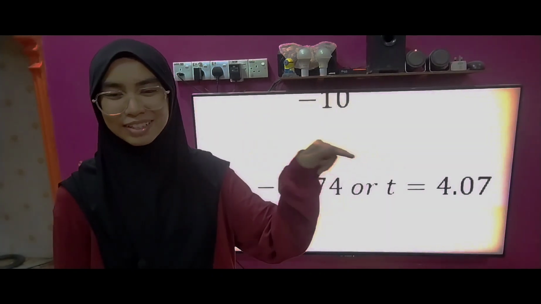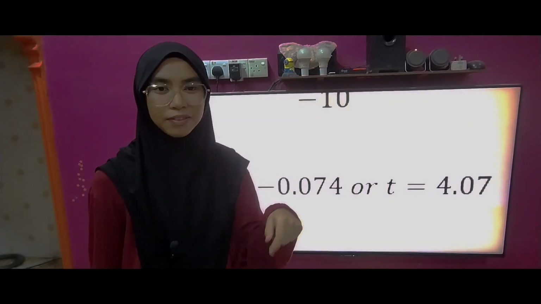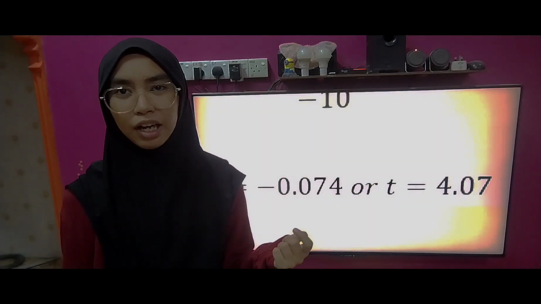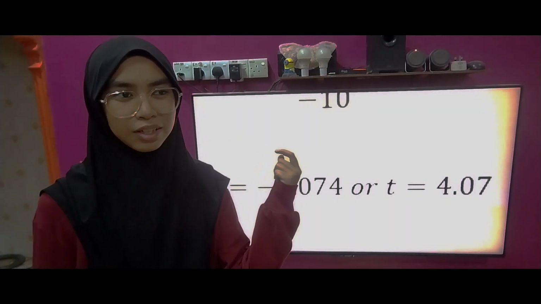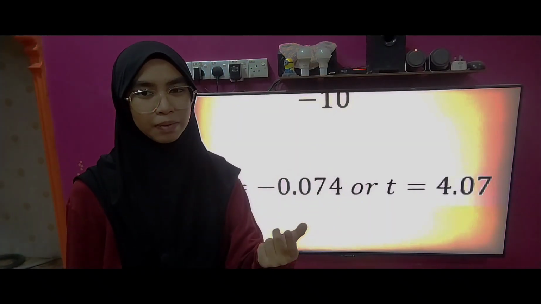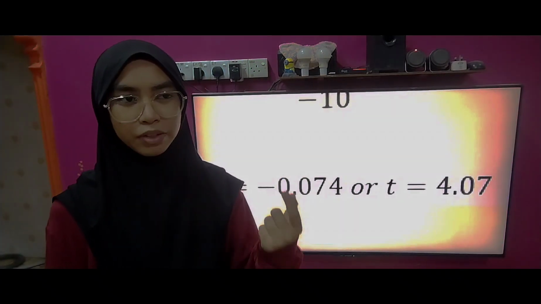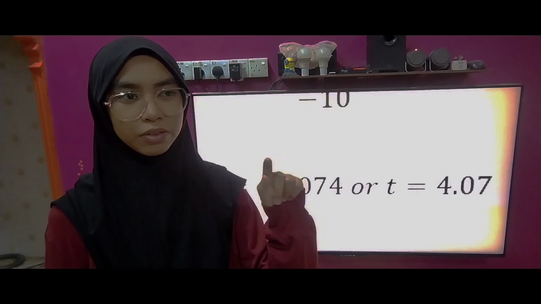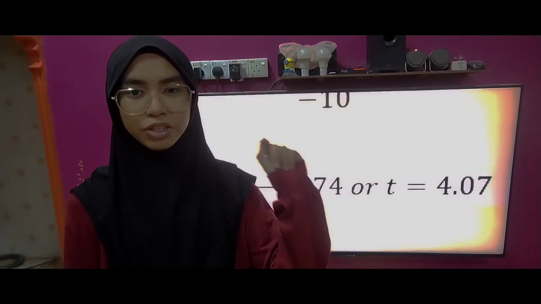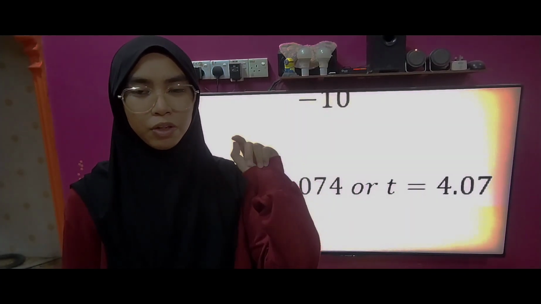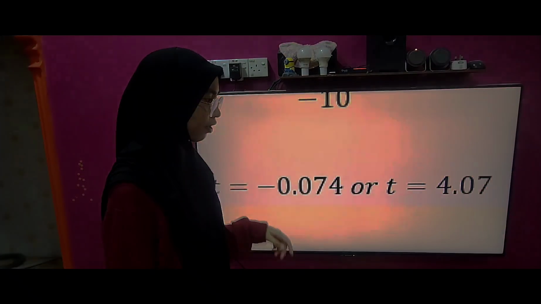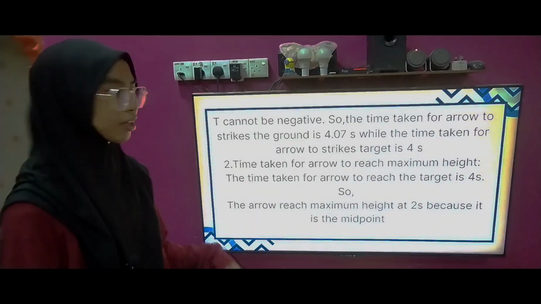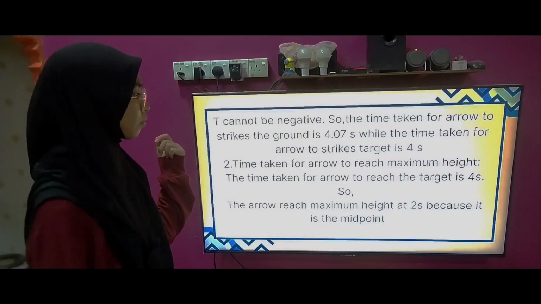It hit the ground instead. So if you want to find the value of the time it takes for your arrow to reach the target instead, you'll need to replace your value for ht is equal to 1.5, because that is the height of the arrow. Okay? So as stated here, t cannot be negative.